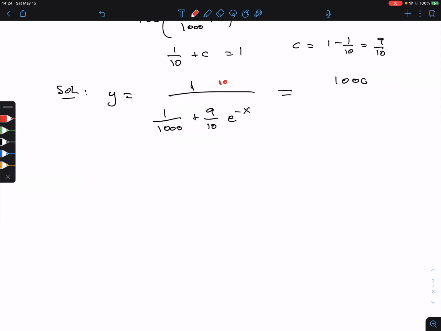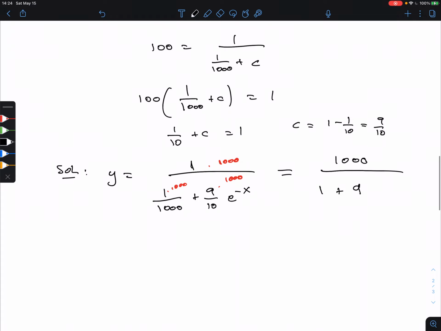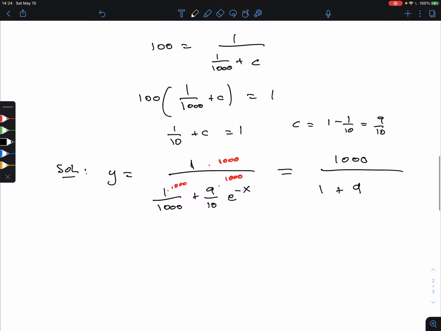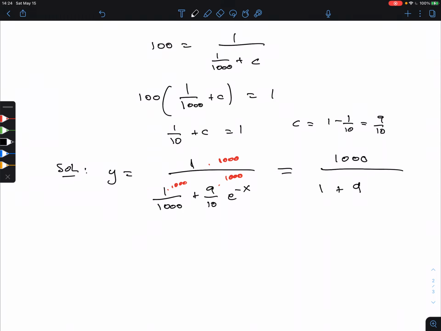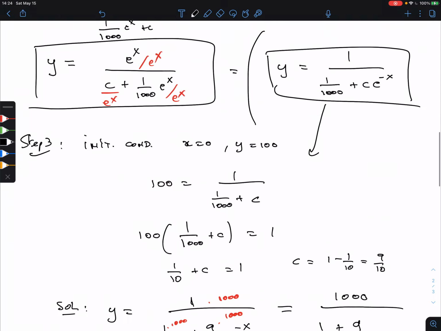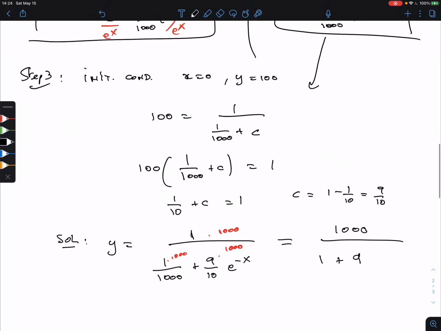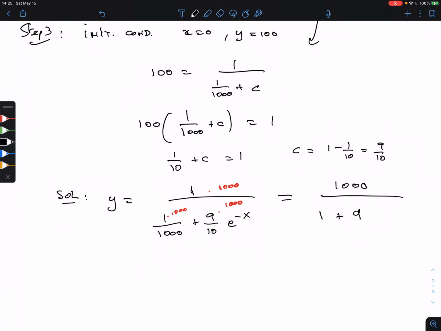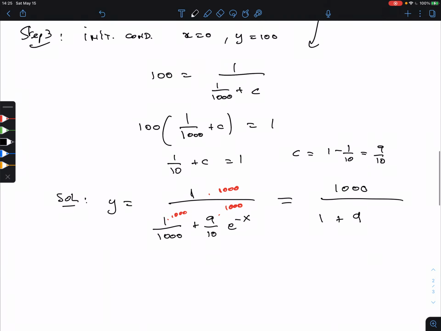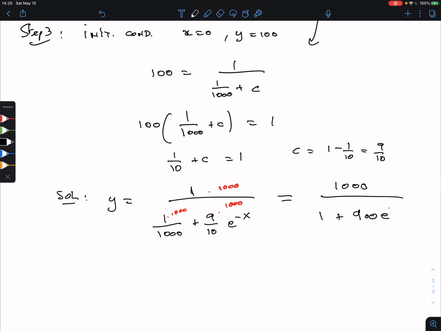So let me write that here. I write 1,000 here, 1,000 here, 1,000 here. Of course, every single term has to be multiplied with 1,000, right? So I get 1,000 on the top, then I get 1 there, plus, what is this then? 1,000 by 10, wait, oh sorry, the initial population was 100. No, I'm right. So 1 plus 900 e^(-x). Right. So if I plug in 0, let's see.